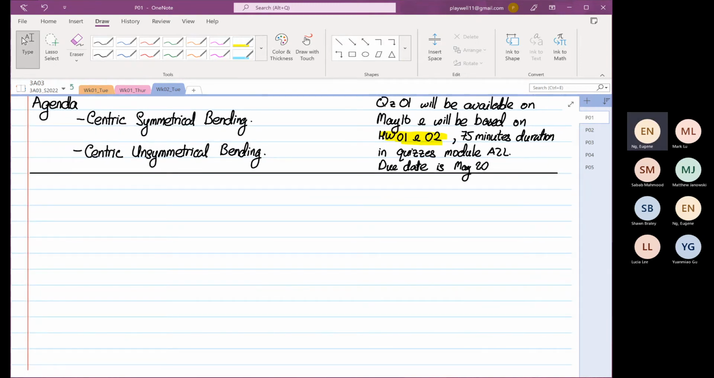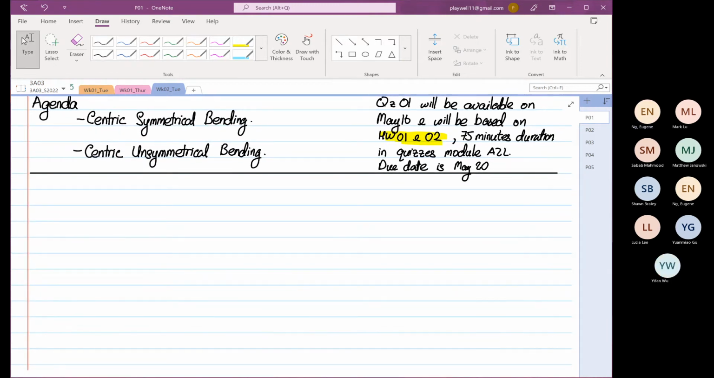So let's finish off on centric symmetrical bending. Okay.